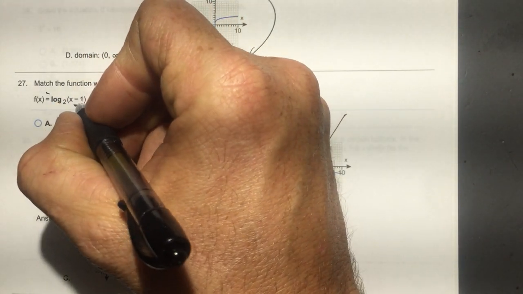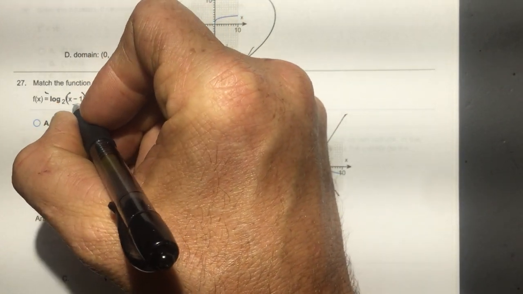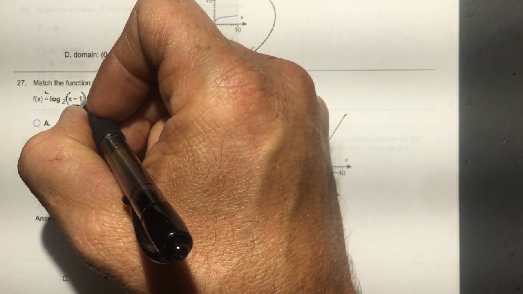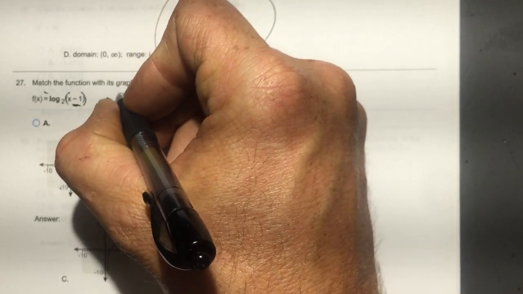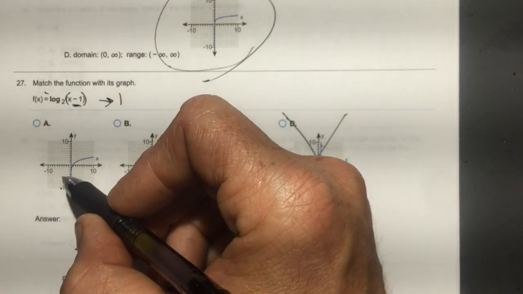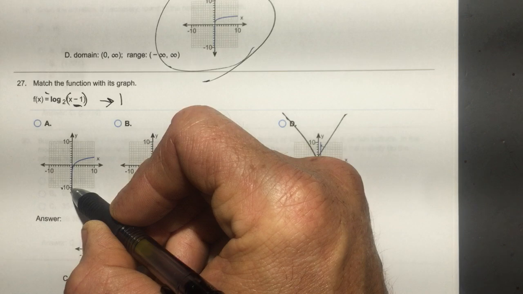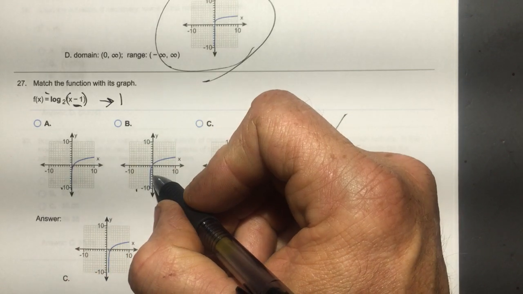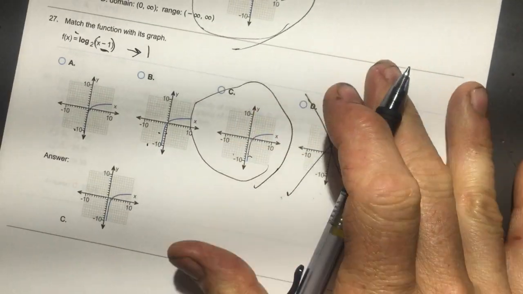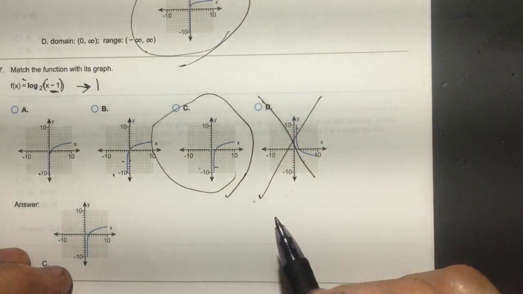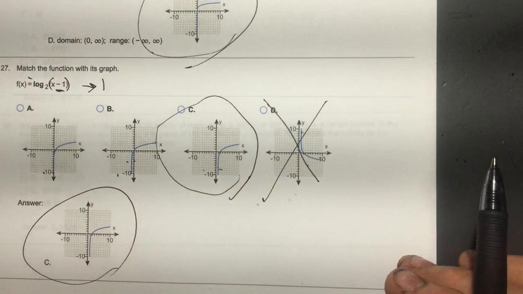Now, what kind of transformation do I have? Well, right here, the -1, I'm doing the log of it. It's in there with the x, which means it's horizontal. And it goes the opposite direction. So this should go to the right 1. All right, well, look here. This one looks like it hadn't moved at all. So I don't think it's that one. This one looks like it's moved to the left 1. And this one here moved to the right. So there's my answer right there, C. Okay.